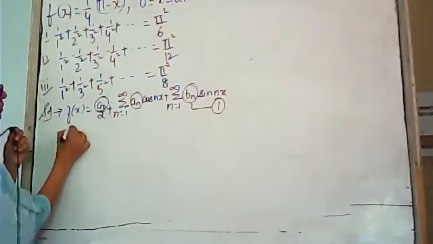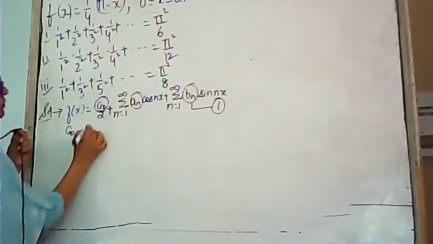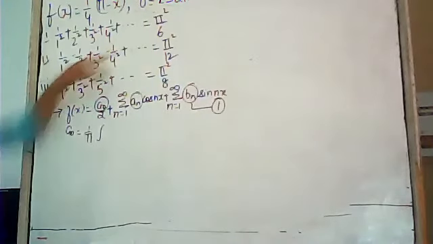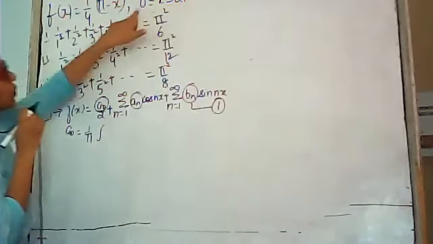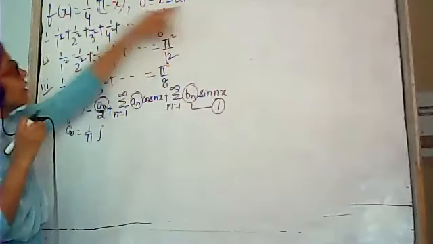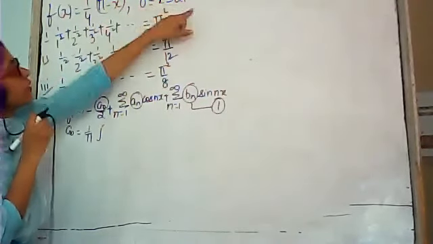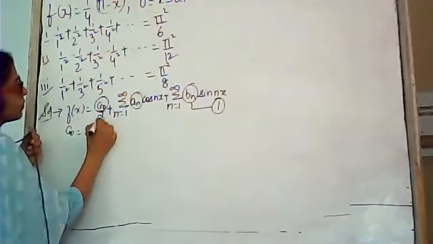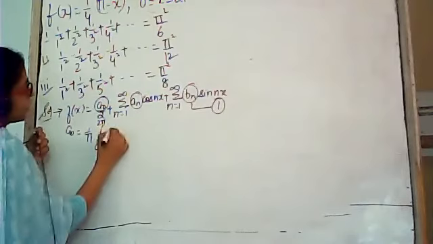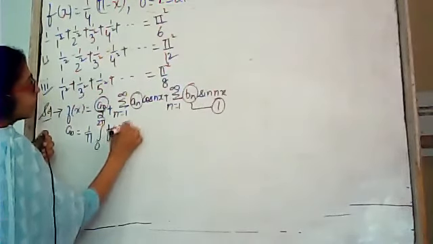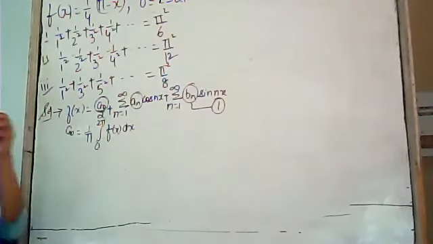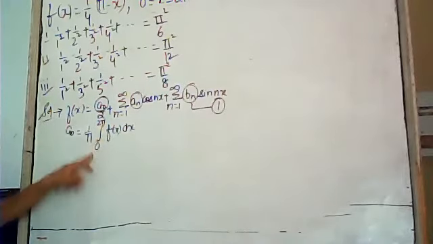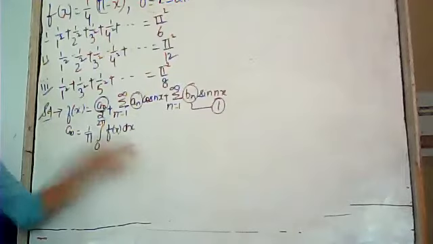For a0, we have 1 by pi integration, and the limits of integration are from 0 to 2 pi, f(x) dx. Remember this formula? a0 is equal to 1 by pi integration 0 to 2 pi f(x) dx.